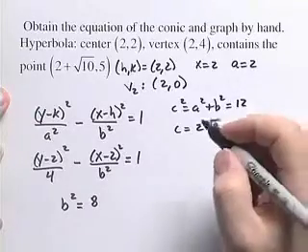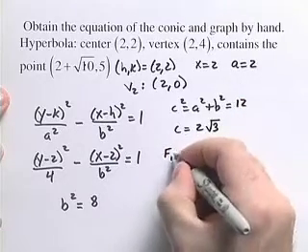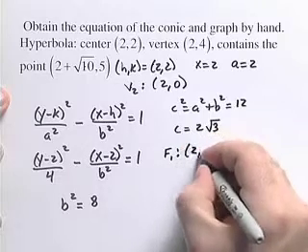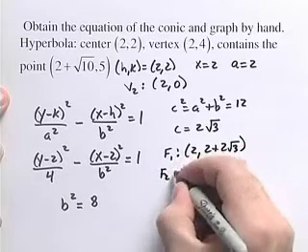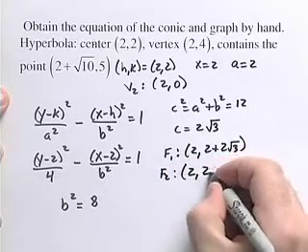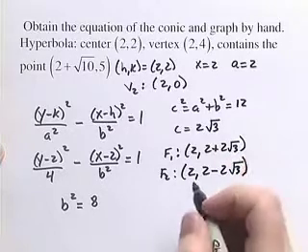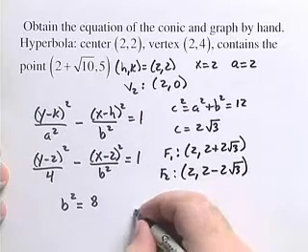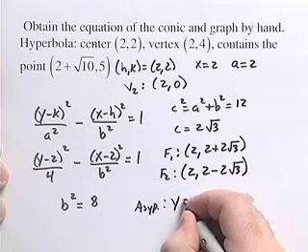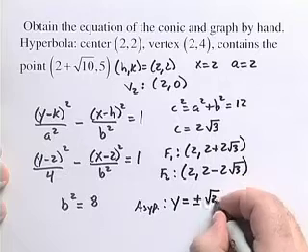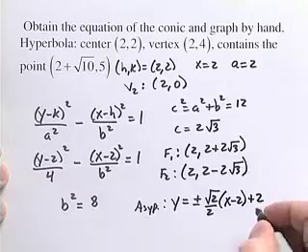Therefore, the foci are 2 times the square root of 3 units above and below the center. So we'll get one focus at the point (2, 2 + 2√3), and our second focus will be at the point (2, 2 − 2√3). The asymptotes are going to be given by the equations y equals plus or minus the square root of 2 over 2 times (x − 2), and then plus 2.